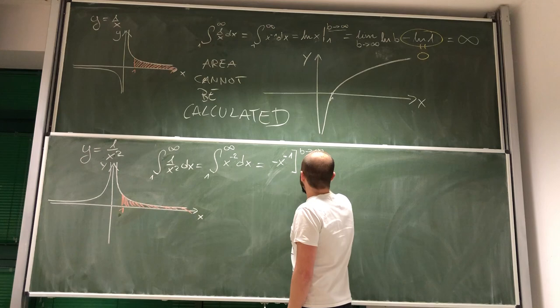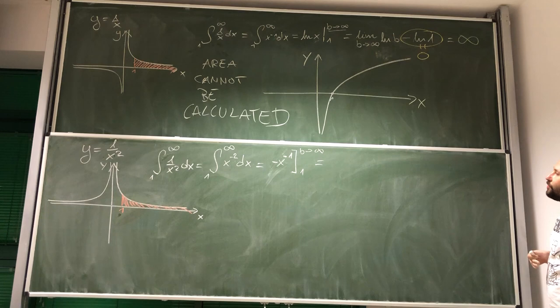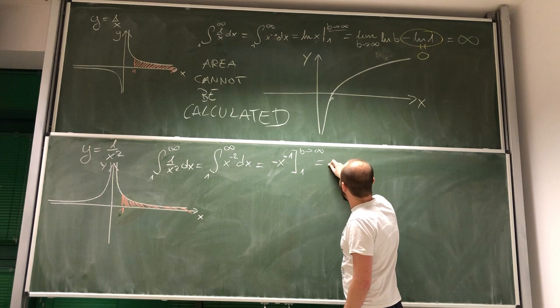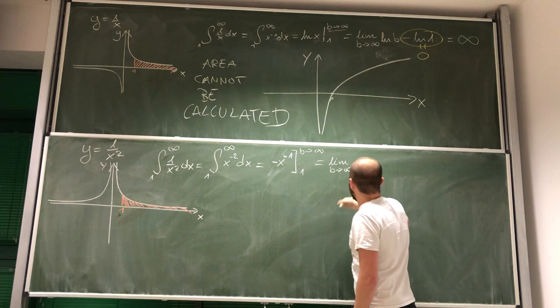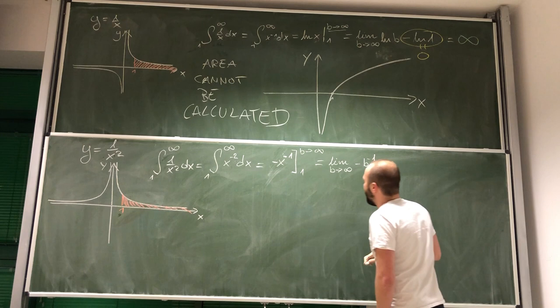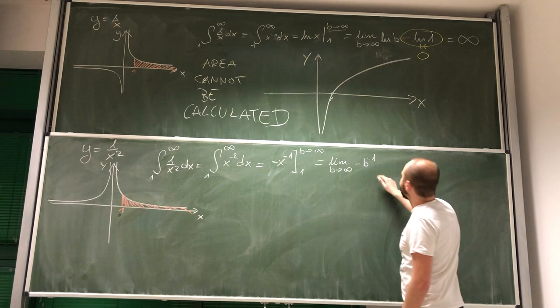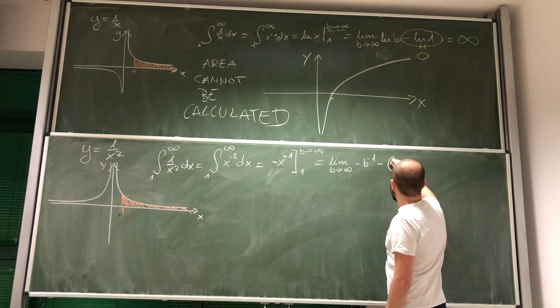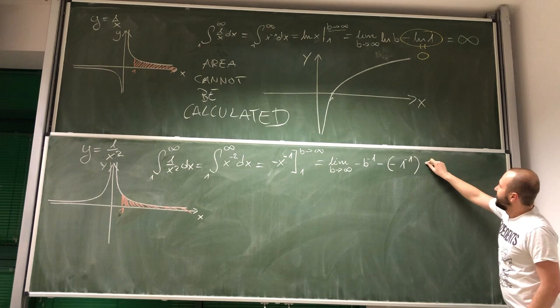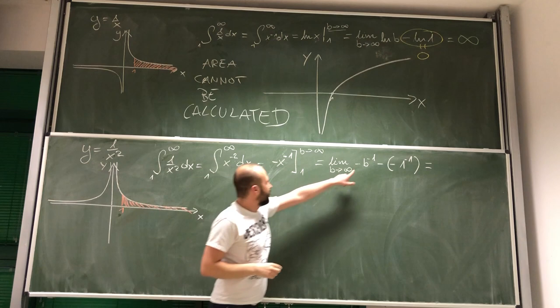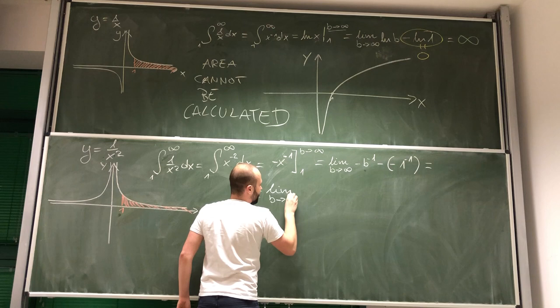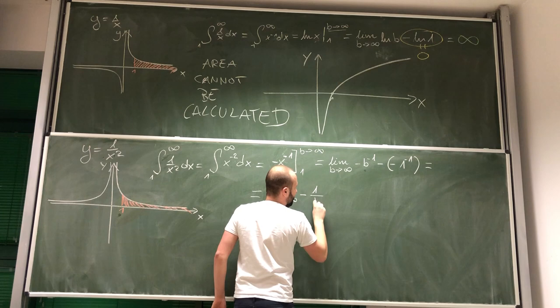Okay, so look, we go through exactly the same steps, right? So we calculate the limit with b approaching infinity of negative b to the power negative 1, and minus negative 1 to the power negative 1. Okay, let's rewrite this a little bit before we start calculations. Here we've got the limit with b approaching infinity of negative 1 over b, right? But out of this, we're just going to get plus 1.